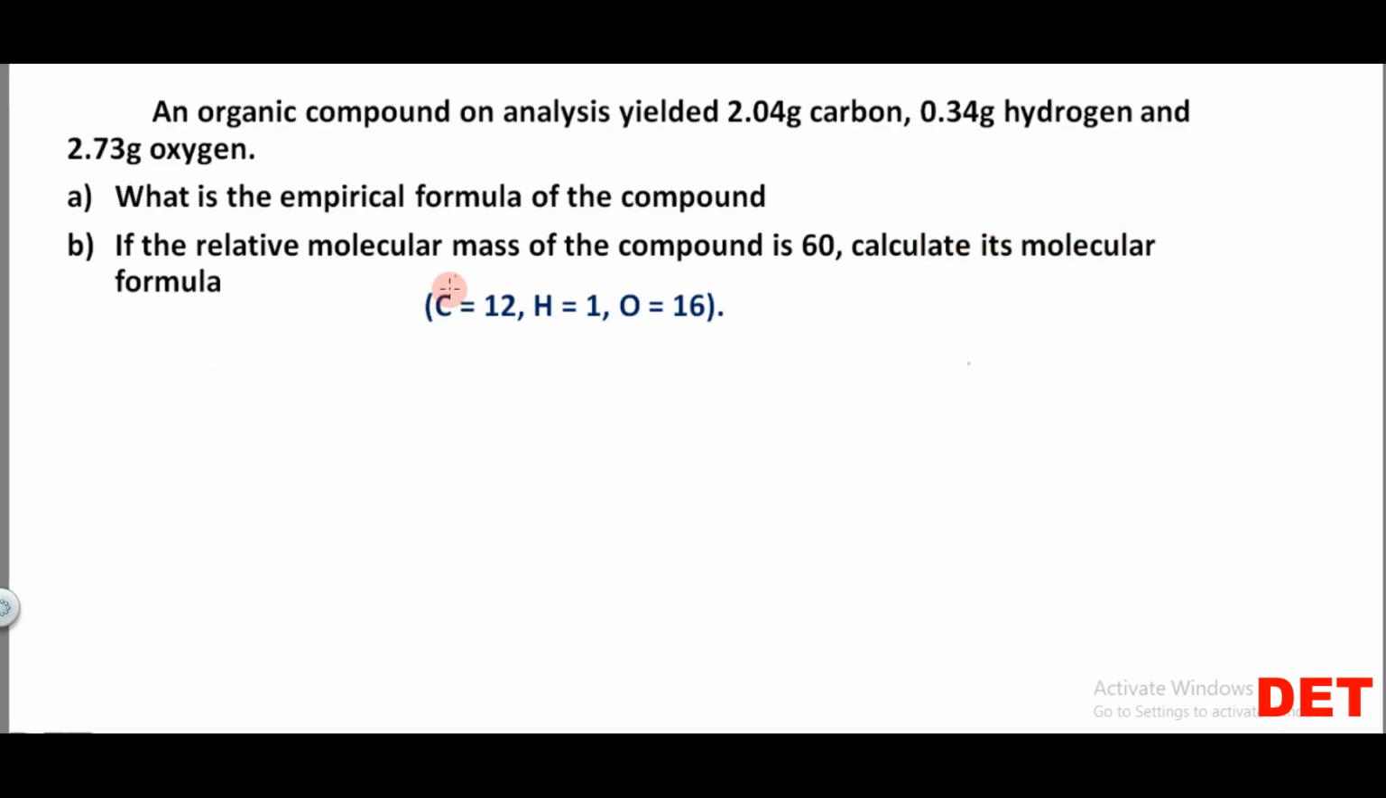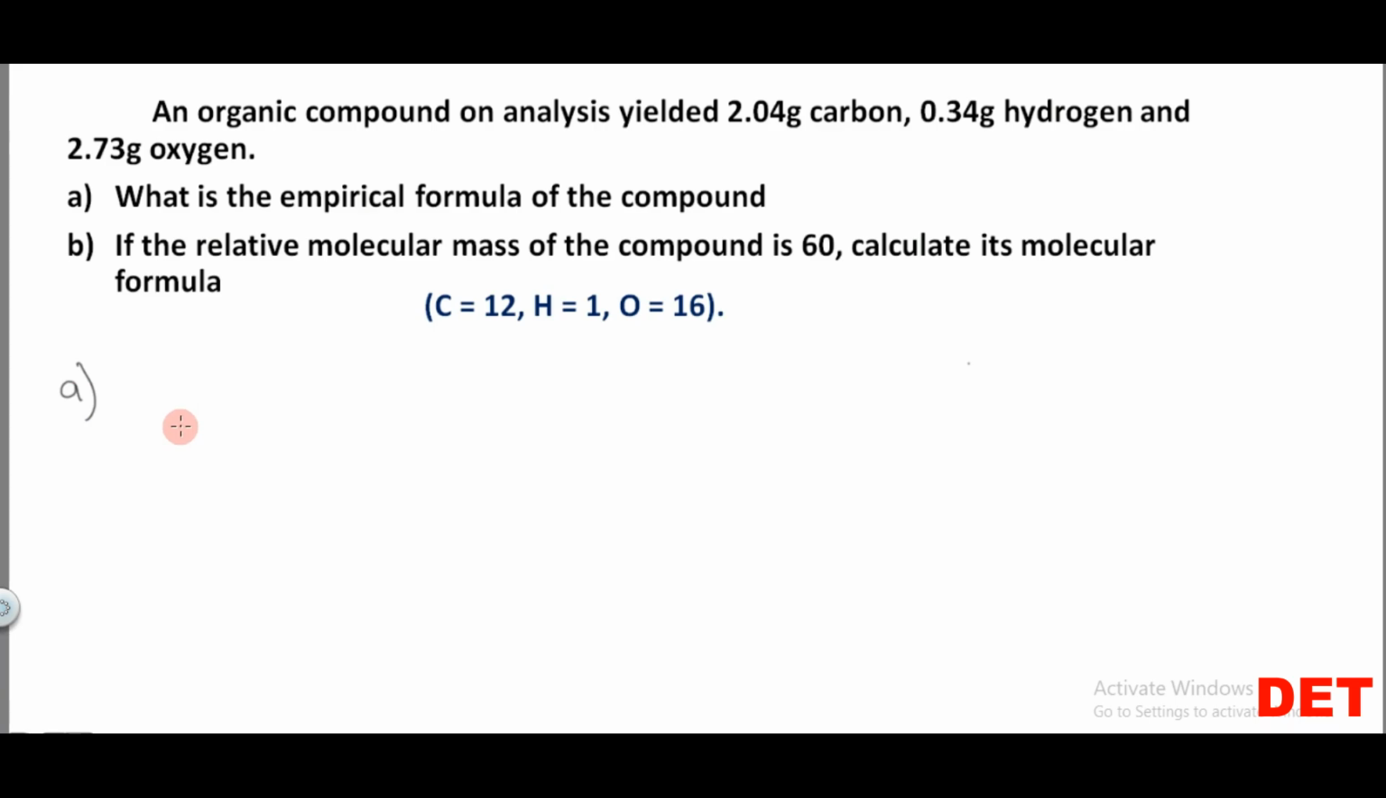We're given the relative atomic mass of carbon to be 12, hydrogen to be 1, and oxygen to be 16. Again, the question is, an organic compound on analysis yielded 2.04 grams carbon, 0.34 grams hydrogen, and 2.73 grams oxygen. A. What is the empirical formula of the compound? So the first thing we're asked to look for is the empirical formula.